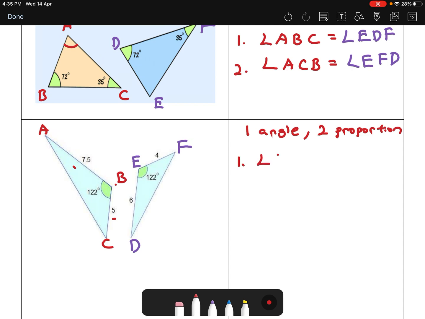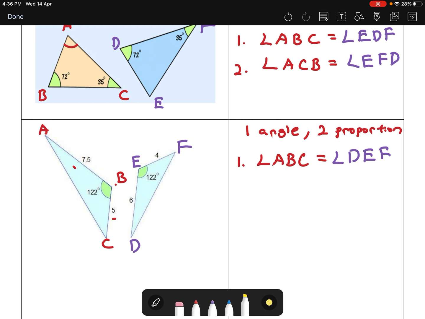So 122 degrees, angle ABC is equal to angle DEF. Later I will tell you why it's not FED or DF instead, right? Now I go to the two proportions, right?